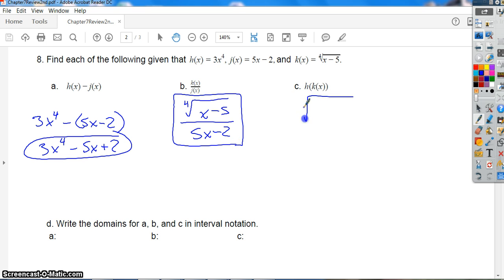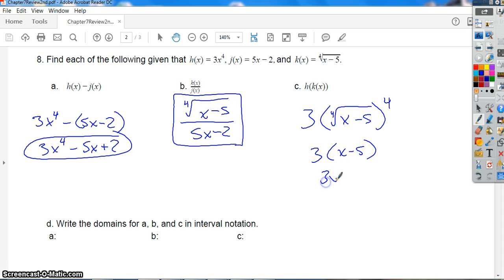Right. Okay, so I'm going to rewrite h. Oh, started with the wrong guy. I got to rewrite h, which is 3 times x to the 4th. This is x minus 5. So this is 3 times x minus 5, gives you 3x minus 5.